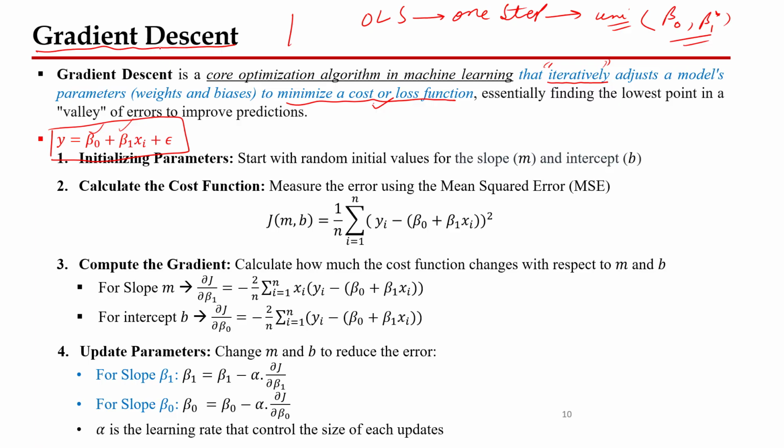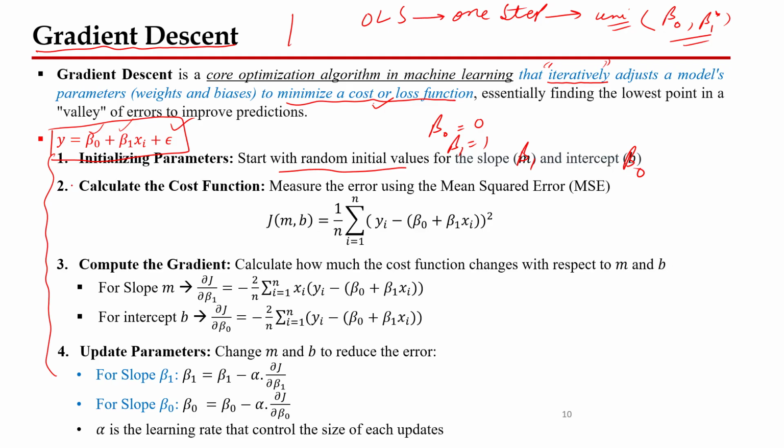So how is this algorithm going to work? In this algorithm, we are going to perform these four steps. At the start, we initialize the parameter values, which are beta 1 and beta naught, in the case of simple linear regression. You can take any random numbers, but while solving the problem, I am going to take the initial value of beta naught as 0 and beta 1 as 1, but you can take any random number.